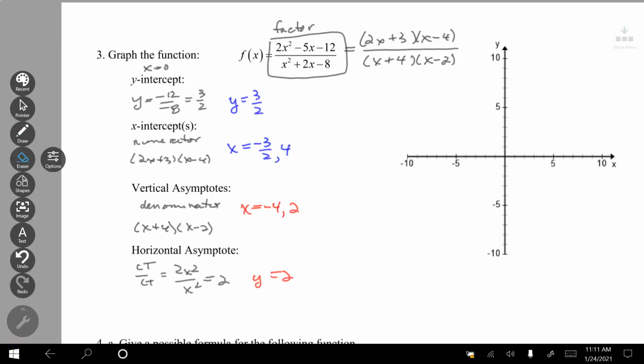Okay, doing all my 4 key features. The y-intercept, I use x equals 0. I could put it in the factored one, but I put it in the standard form one because these x's all go away.